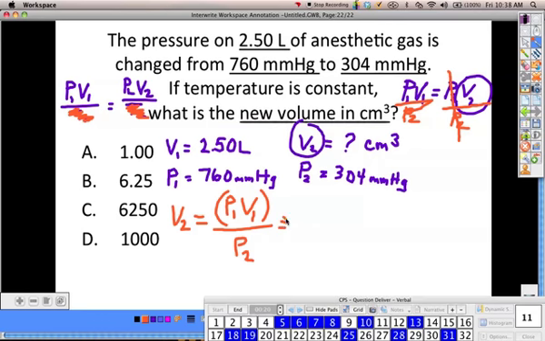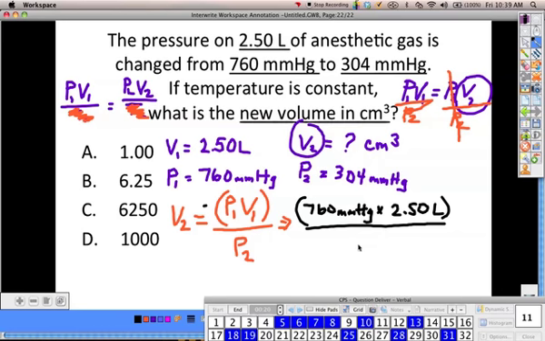So, P1 is 760 millimeters of mercury. It's going to get multiplied by my V1, which is 2.50 liters. Again, I'm going to want to calculate that part first. Divided by my P2, which is 304 millimeters of mercury.